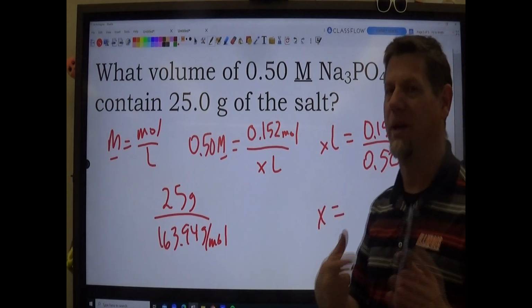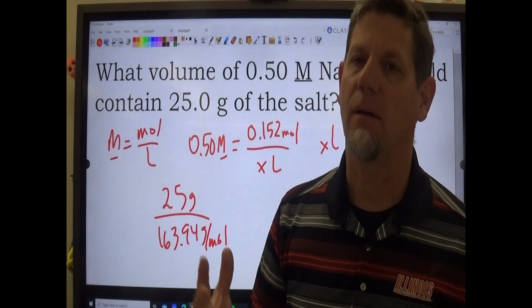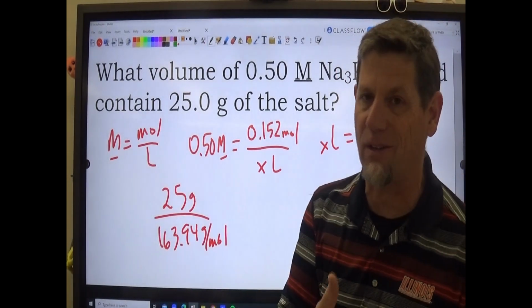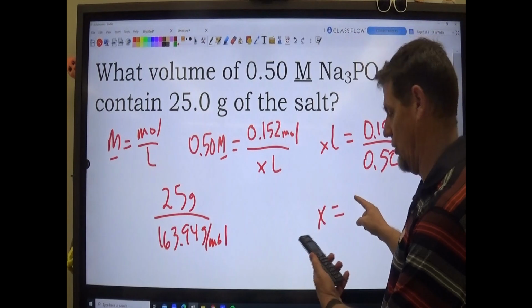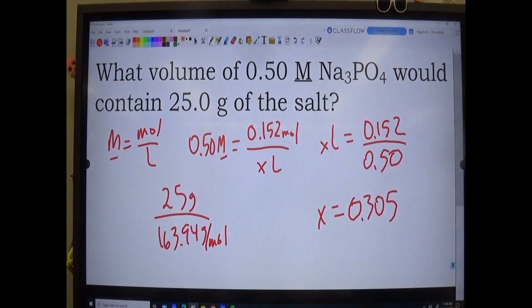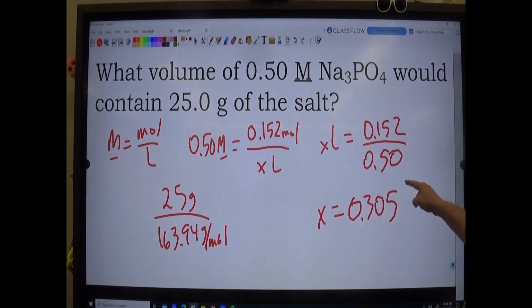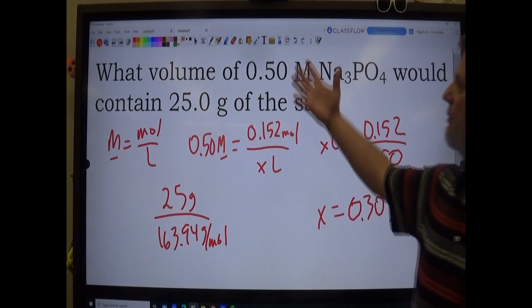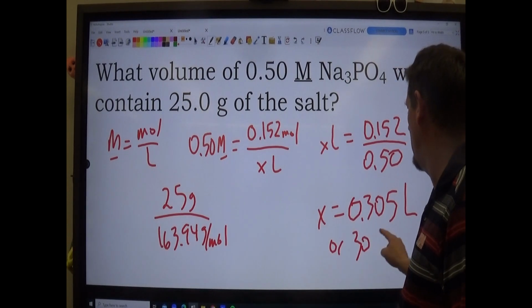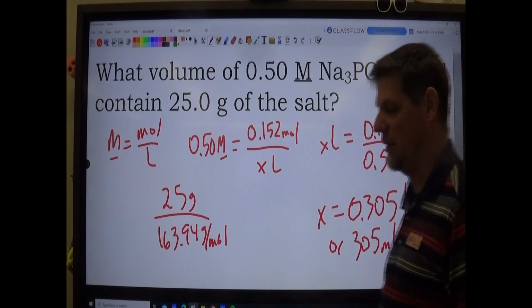Because of the rounding error, I had rounded it to 3 significant figures. Now when I do the next problem, it was still in the calculator, so it ends up giving me a different answer than you'd expect. It's 0.305. 0.305 what? This is 0.305 liters. So what volume do I need? It's 0.305 liters, or we could also call that 305 milliliters.